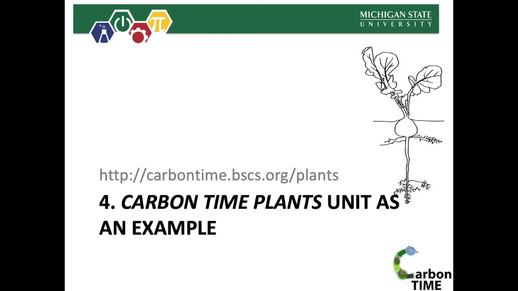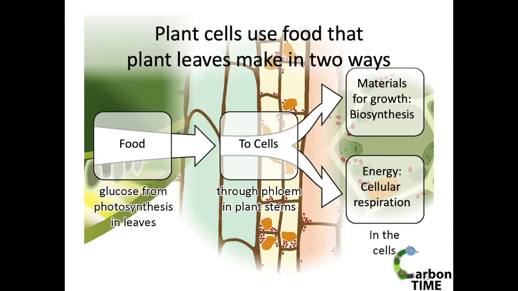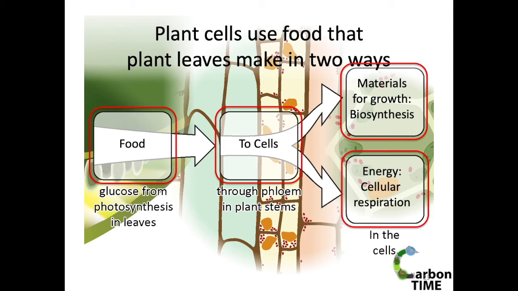Next, we'll look at CarbonTIME Plants unit as an example. As we quickly overview one of our units, I'll share this slide to help orient us to the learning goals of the unit. Just to be clear, we do not provide this slide to students at the start of the unit, but to help you see where we're headed. In the plants unit, students figure out that plants use the food they make in two ways. Glucose produced in the leaves during photosynthesis travels to all of the cells in the plant, and cells use that food for growth through the process of biosynthesis, and for energy to complete living functions through the process of cellular respiration.